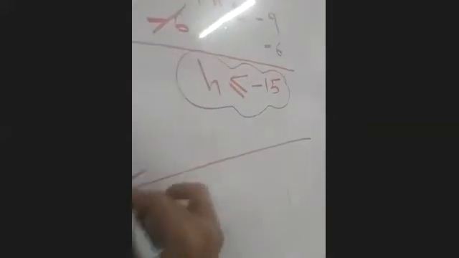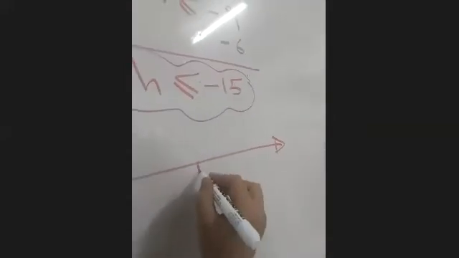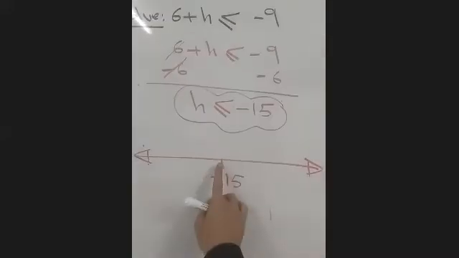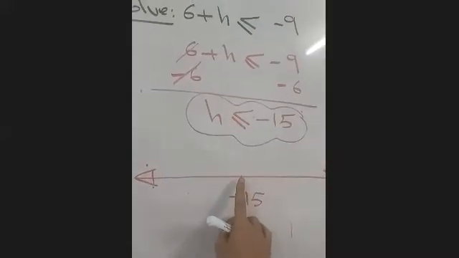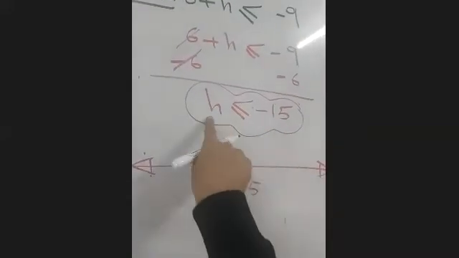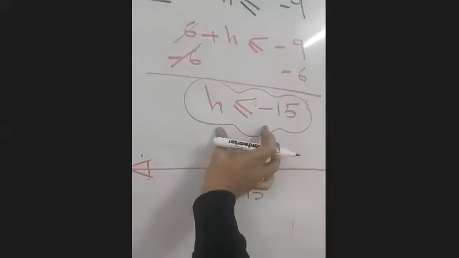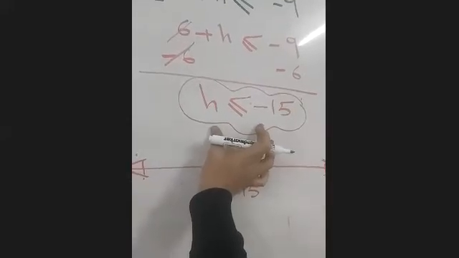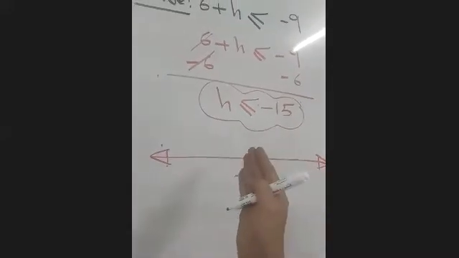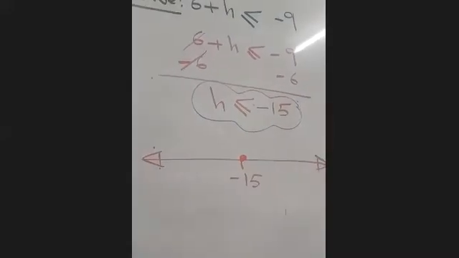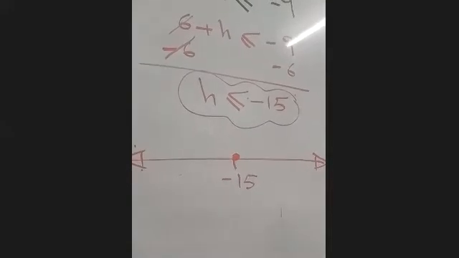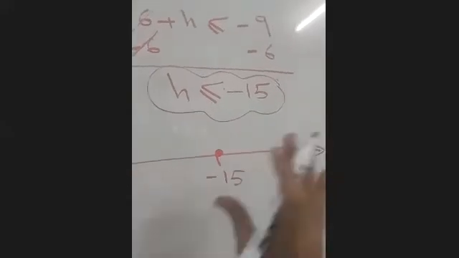Now we will graph it. I'll put the negative 15 at the middle and you will tell me now: I will put an open circle or a closed circle here. Closed circle. Good. Now read the inequality. H less than or equal negative 15 means I will go to the left or to the right? To the right.